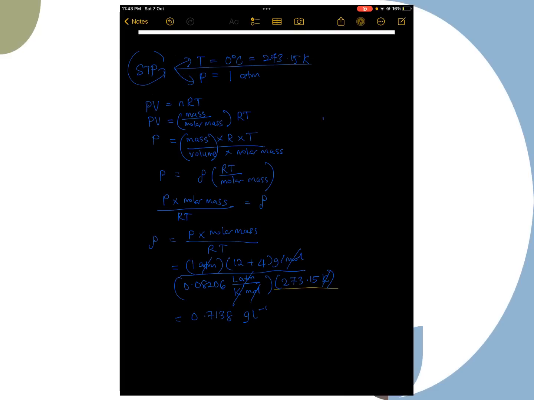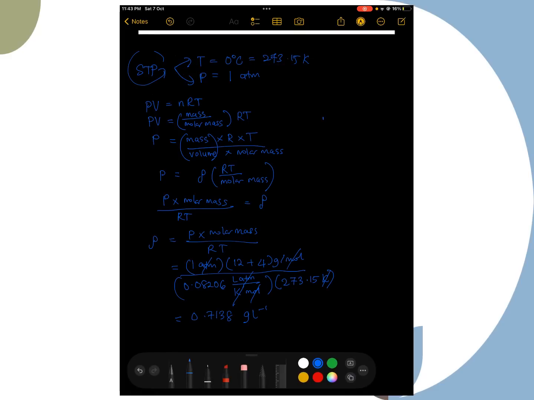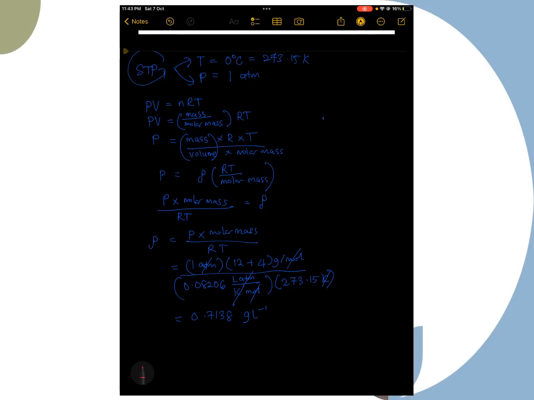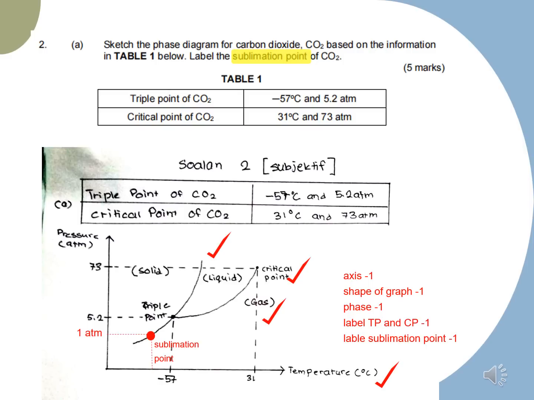So let's look at the distribution of the marks. 3 marks for this question. The first one, you will get 1 mark for the formula itself, when you derive until you get the density. And then for the substitution, 1 mark, and the final answer you will get 1 mark. So altogether 3 marks.